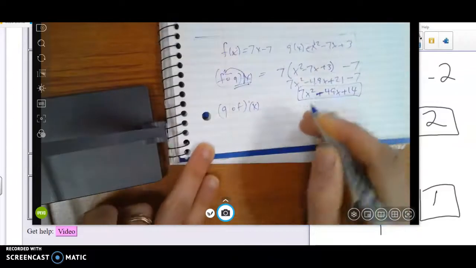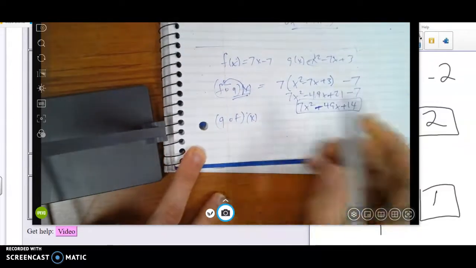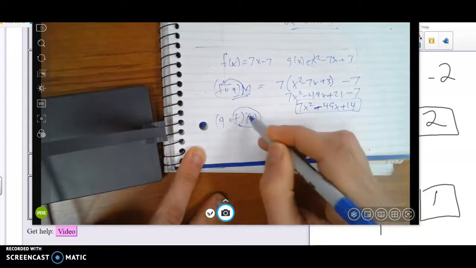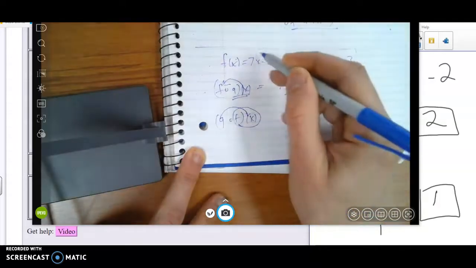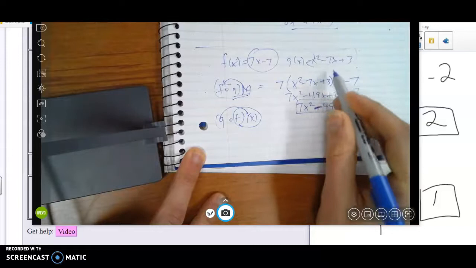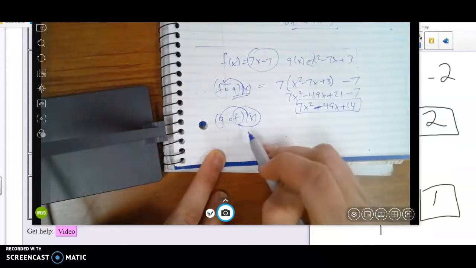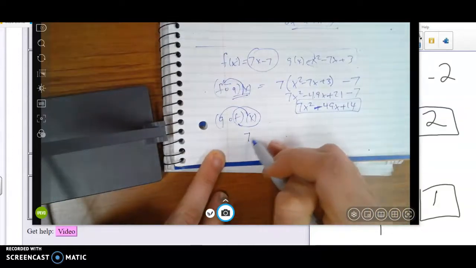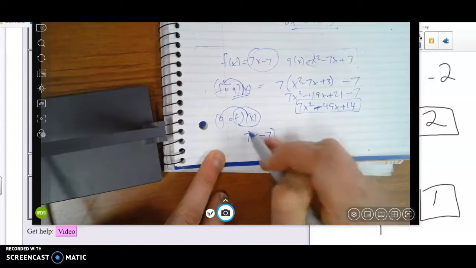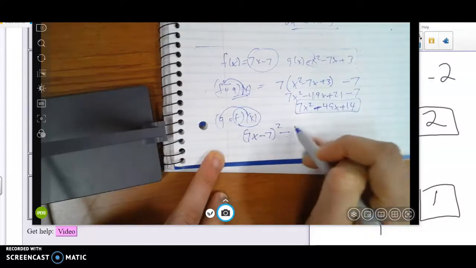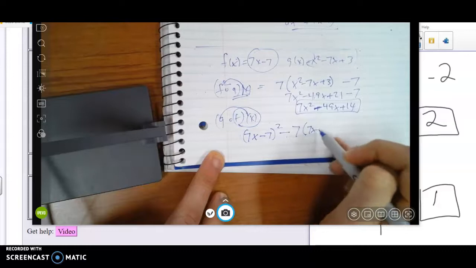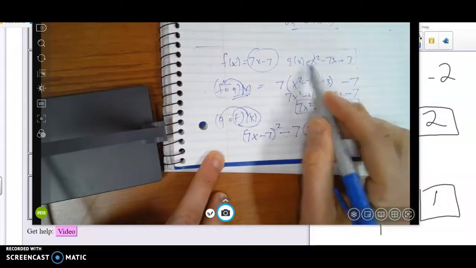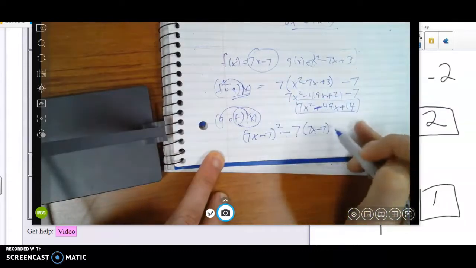Now we'll do the Goff. No, that's the opposite order, so it's probably not the same. We take f of x and we put that into g. So f of x is right here. That's the whole thing. And that goes in place of x in g. That's a much larger problem. So that means we take 7x minus 7, square it, subtract 7 times 7x minus 7. So in place of x, I'm putting 7x minus 7 plus 3.